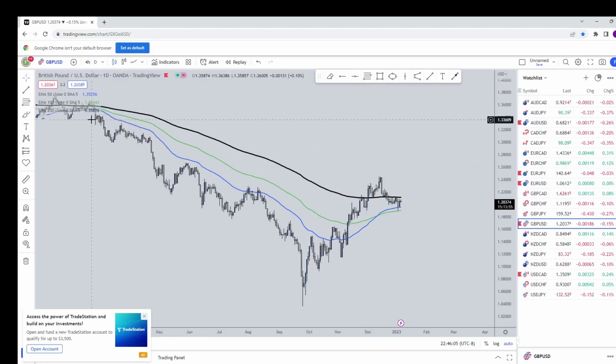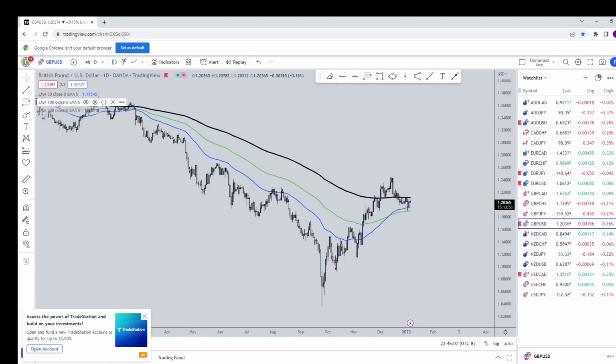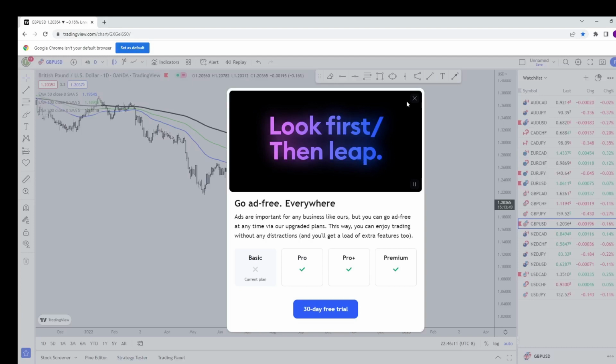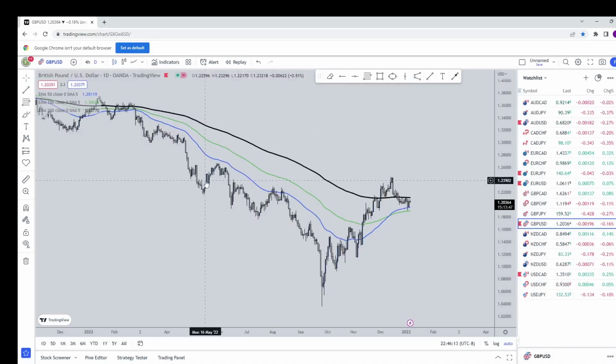So it's very simple. Step 1, you put the EMAs on your chart. You only have to do this once. You don't have to do this every time you open your charts. You do this once and you leave it forever.